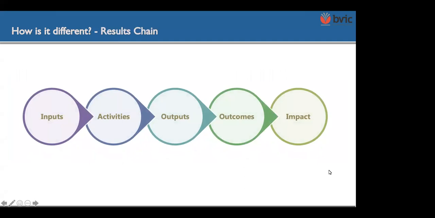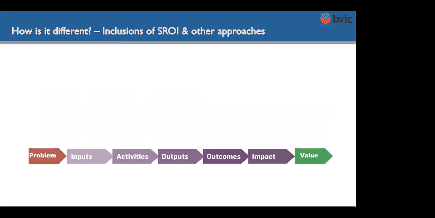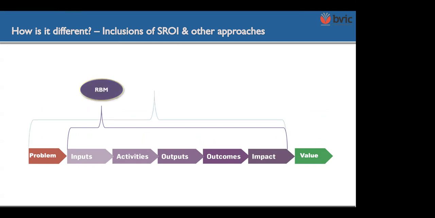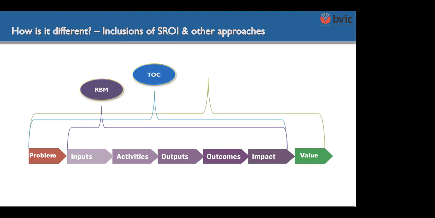So if you see the result chain, it starts from the inputs, activities, then outputs, outcomes, and impact. The very typical and very traditional approach. If we are only measuring inputs, activities, outputs, outcomes, and impact, we're talking about RBM, or results based management. If we take the problem also, we're talking about theory of change. And if we take the value also with everything else, we are talking about SROI.